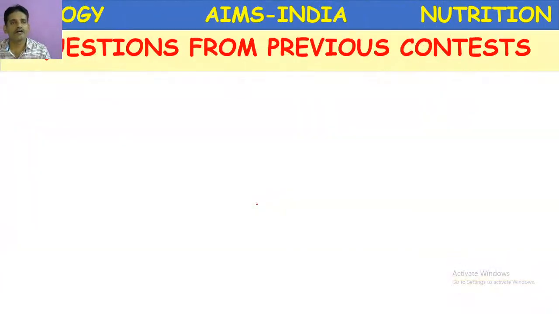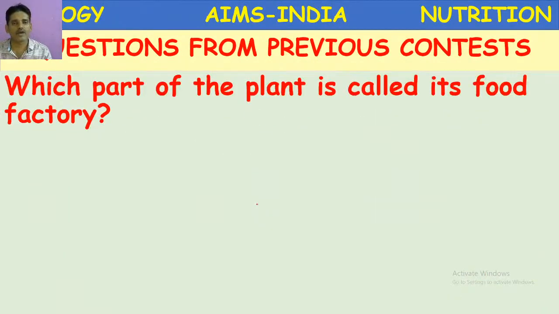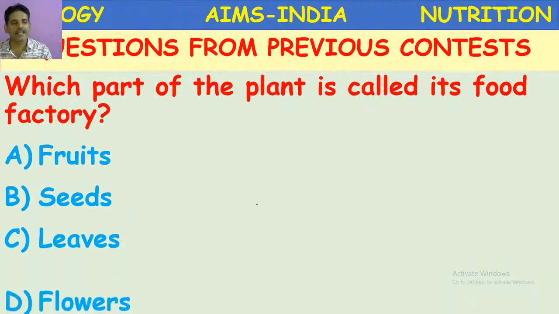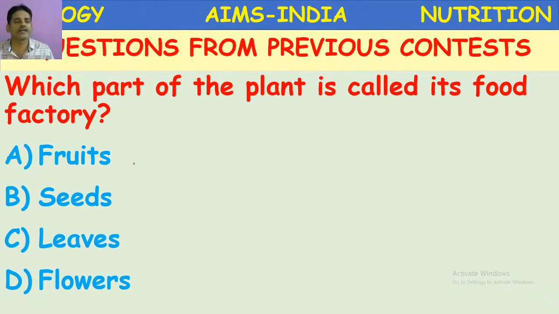Children, question understanding is very important. Read the question twice, then come to an idea. Analyze the options, then select. You can take 1 minute for each question. Which part of the plant is called its food factory? From the 3rd, 4th or 5th class onwards, you are studying this. The food factory of the plant is the leaf.